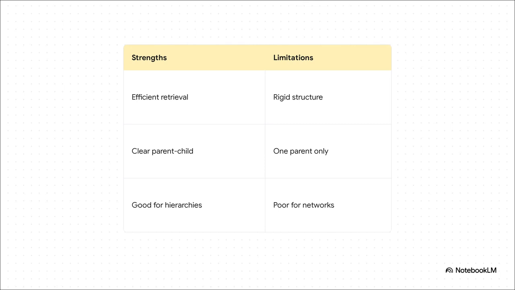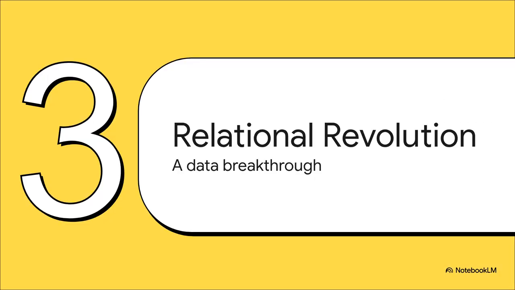But reality is messy, right? What happens if a product belongs in both the electronics category and the home goods category? Or what if an employee actually reports to two different managers? The whole model just breaks. This super rigid one-parent rule, well, it was a dead end, and it forced developers to come up with something completely new. And this brings us to the relational revolution.